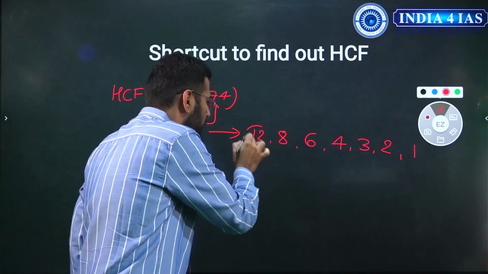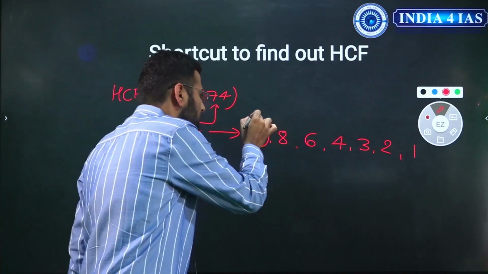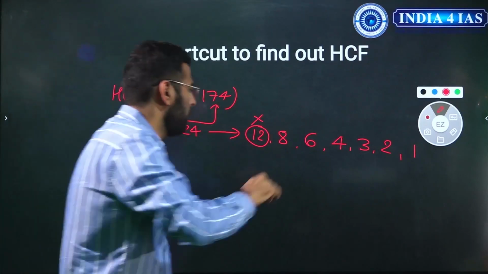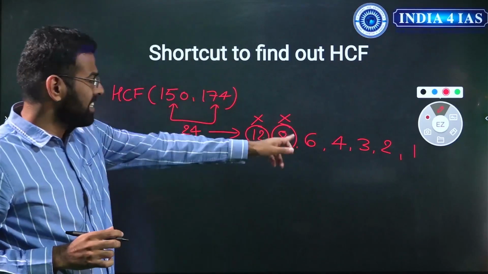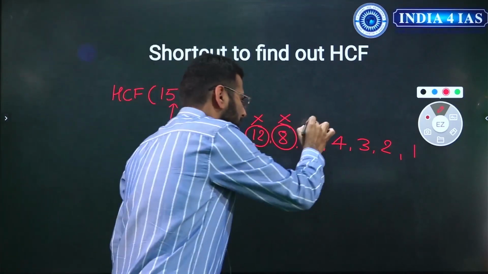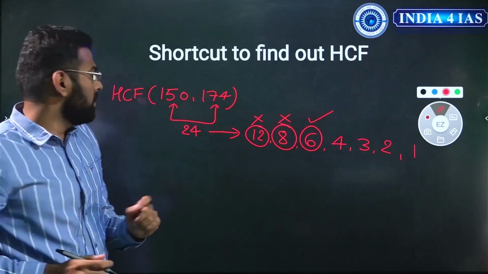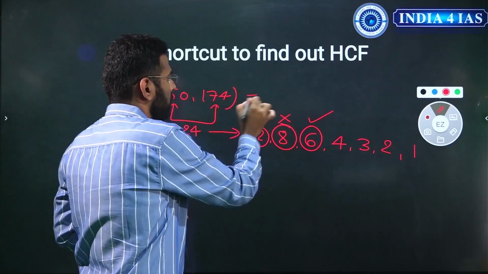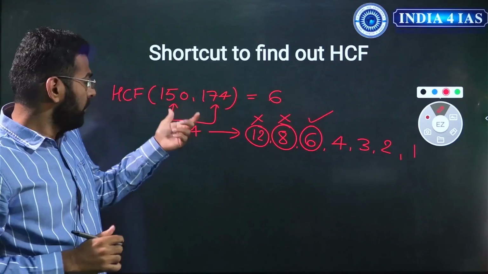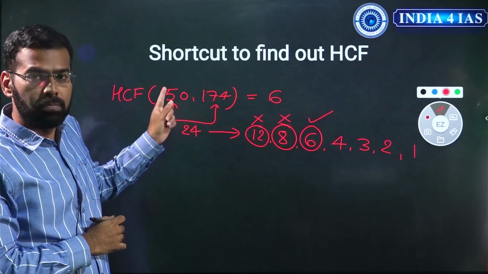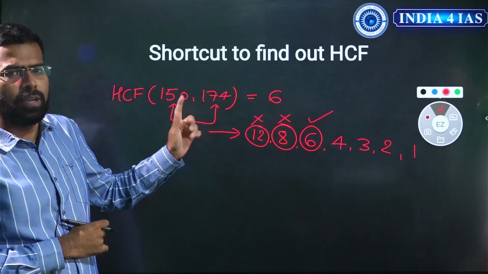If you check 12, does 12 divide 150 and 174? 12 does not divide 150. Does 8 divide 150? No. This is also wrong. Does 6 divide 150 and 174? Yes, this divides both. That's why the HCF between 150 and 174 is 6. If the difference between the given numbers does not divide them, then you have to check the factors of the difference. I hope this is an easy method compared to the division method.